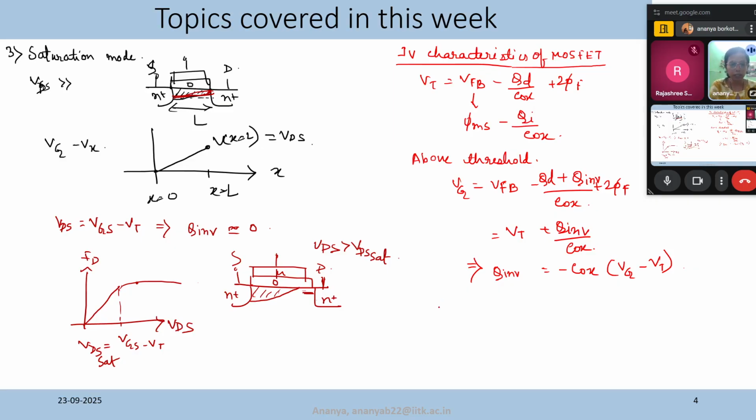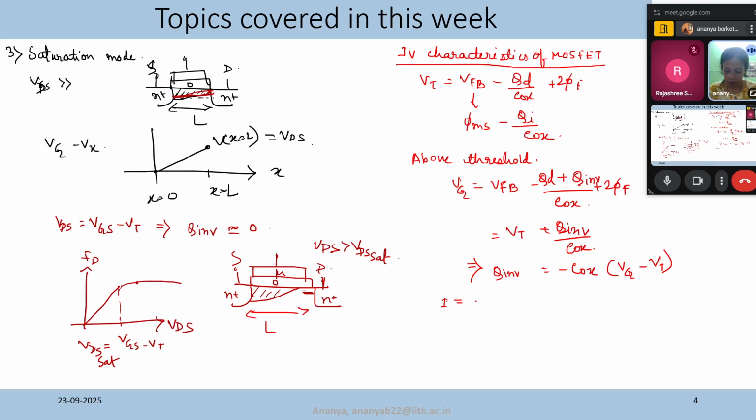Now how can we get the current? Current I equals Q by T, right? Charge by time. So this is the inversion charge density. Remember, these are all densities, in units like microfarad or nanofarad per centimeter square. So we have to multiply by the area. And what area? The area of the channel. So this is our length L and the width is W. So we will multiply that.